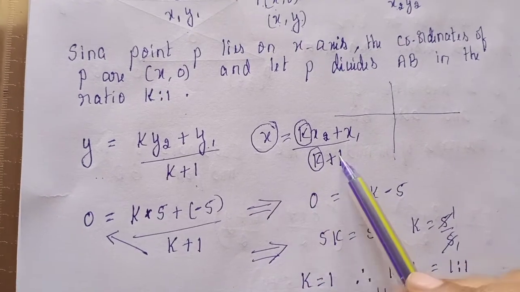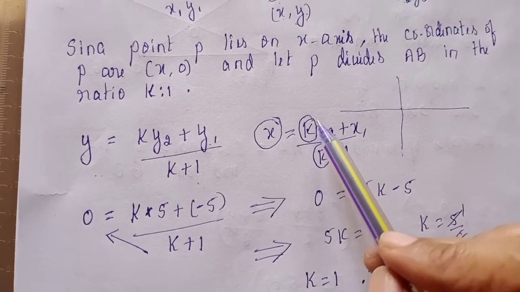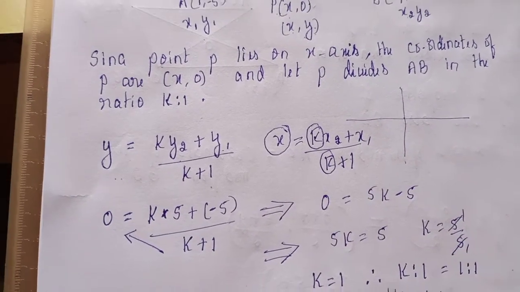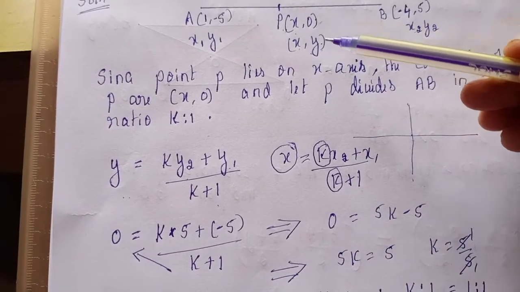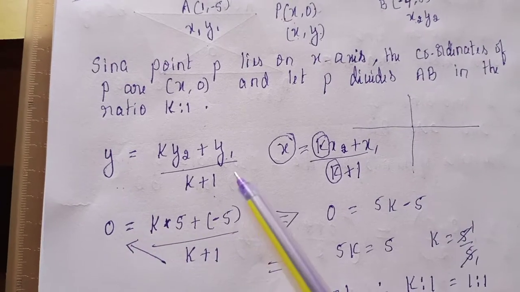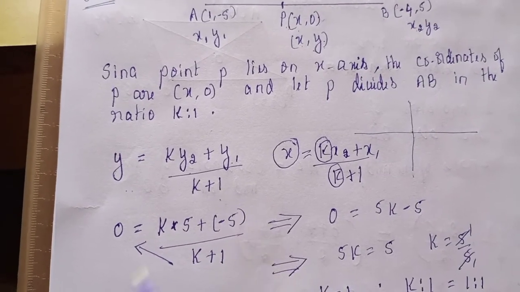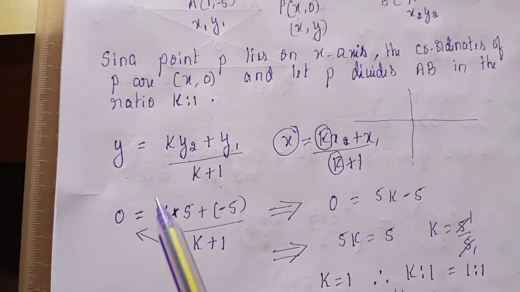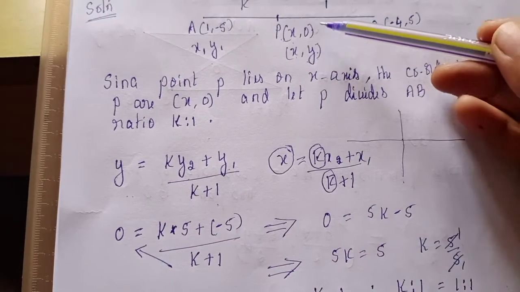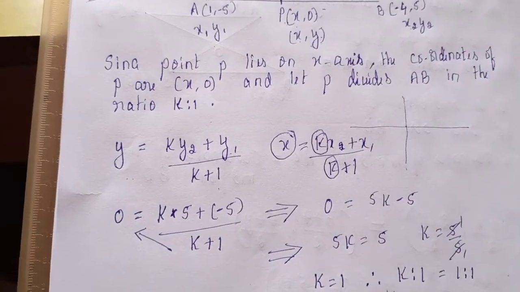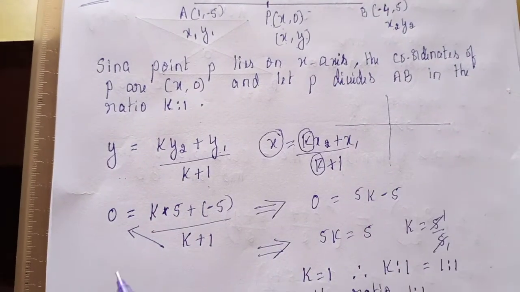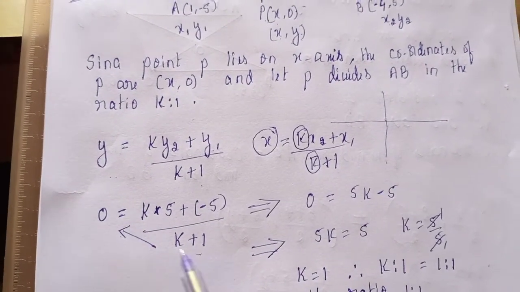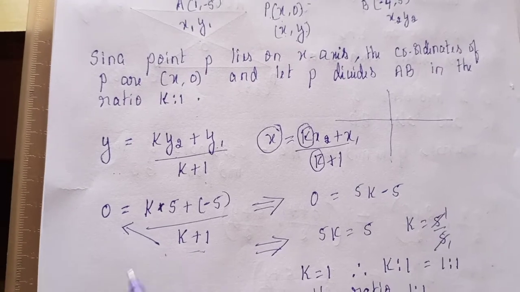But when you take x, there are two unknown variables. k is also unknown, x is also unknown. So be careful in this type of question, and see which coordinate is 0. Consider that coordinate to find the value of k. Why did I consider the y value? Because here y is 0. So you will get the k value easily when you take whichever value is 0. 0 into any number, as you know, is 0. So cross multiply, it becomes 0.